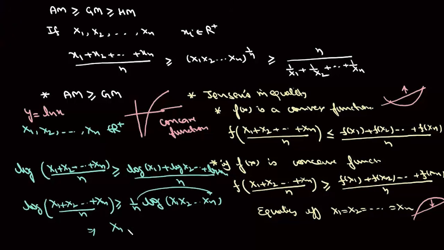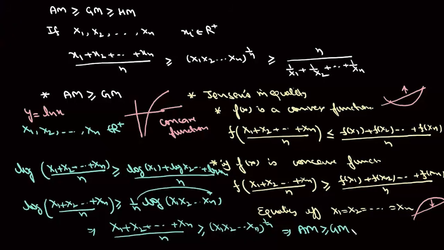So from here we can say (x1 plus x2 up to xn) by n will be greater than or equal to (x1 into x2 into xn) to the power 1 by n, which is basically arithmetic mean is always greater than or equal to its geometric mean, and we'll have this equality if all the numbers are equal. So this is the second way to prove AM GM result, and once we have AM GM, then we can prove GM is greater than or equal to HM. So this is how you prove AM GM and HM inequality.